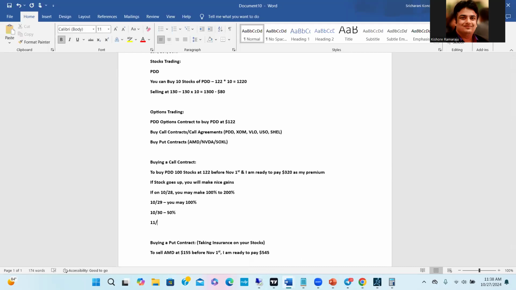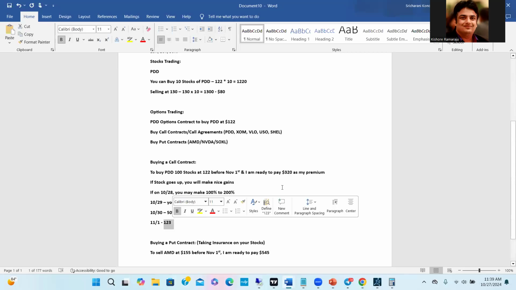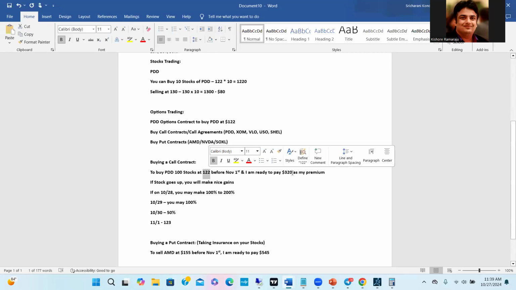If, let us say it goes on level one, but it's only going to $123. How much did you pay? 320, right? To buy the stock at 122, you are paying 320, but the stock only moved to 123. That means your cost is 122 plus 3.20, that is 125.2. But the stock is only staying at 123 or something, then all your money is lost.